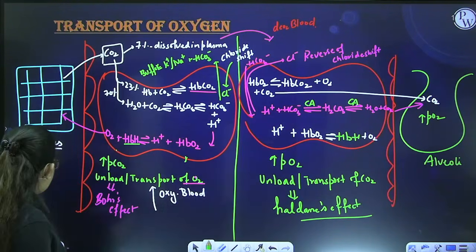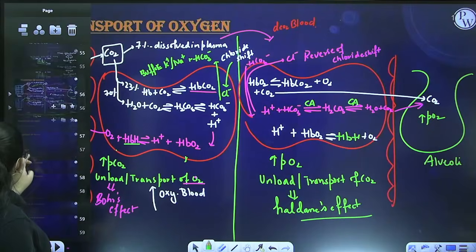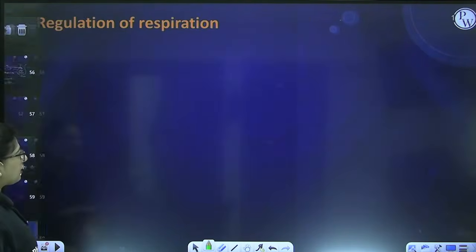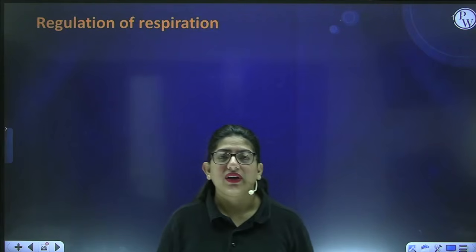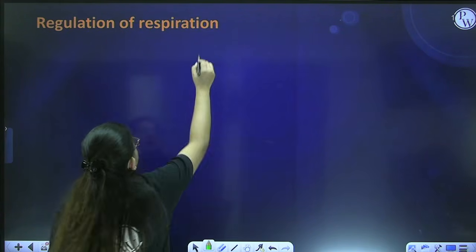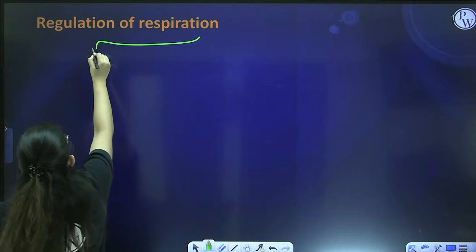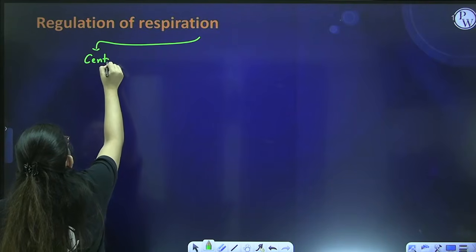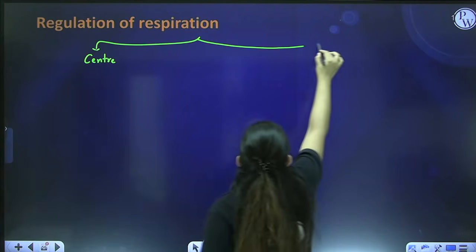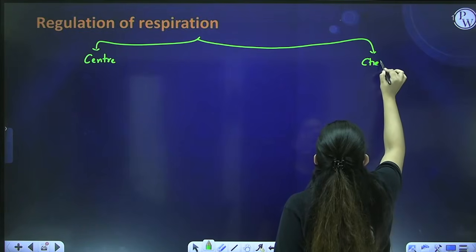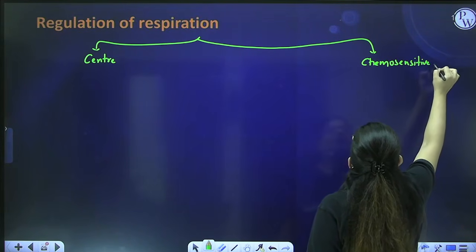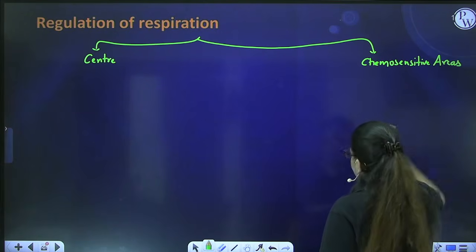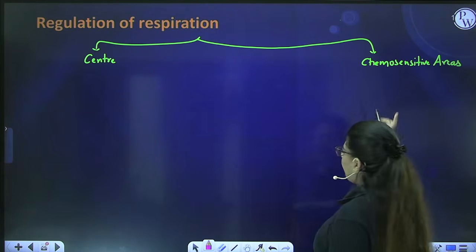So this is how the transport of gases takes place, guys. Let's talk about regulation of respiration. So there must be something that leads to the regulation that can control the respiration. For controlling the respiration, we have two things. One are the centers and other are chemosensitive areas. Chemo means chemical. These areas are sensitive to chemicals. That means they can detect your chemicals.